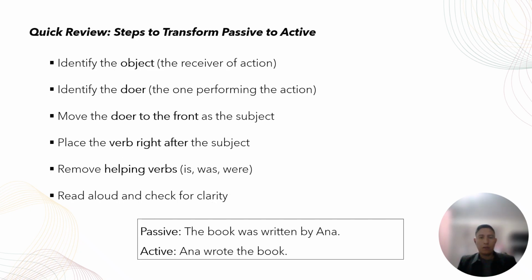Now, let's have a quick review of our high school English on how to turn a passive sentence into an active one. First, find the object. So in this sentence it is book. Then find the doer. That's Anna. Next is move the doer to the front. And then add the action word right after the subject. Then remove any unnecessary helping verbs like was or were. And lastly, read it aloud. This now reads Anna wrote the book. If it sounds clear and lively, then it's ready for broadcast.